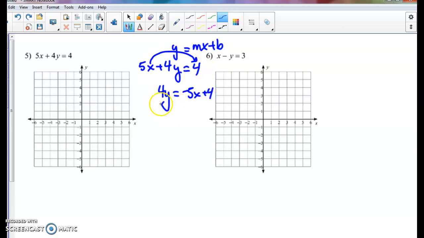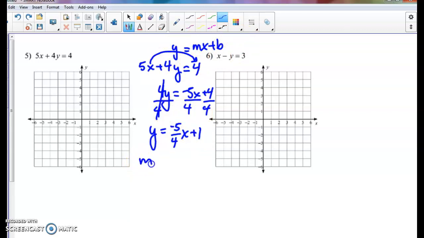Now to solve for y, we're going to divide everybody here by that coefficient in front of y, which is 4. 4, 4. 4's cancel, and y equals. Now you always want to check this first in the calculator to see if it can reduce. Negative 5 divided by 4 still stays negative 5 over 4, but we have to keep that x with him, so negative 5 fourths x. And now 4 divided by 4 is positive 1. And now it looks like our slope-intercept form.